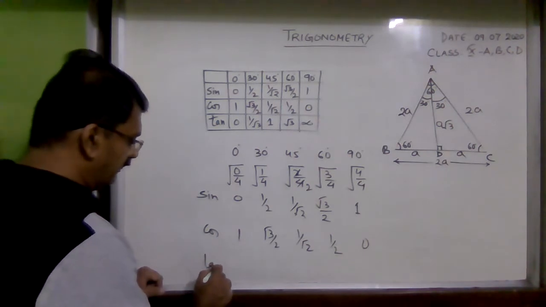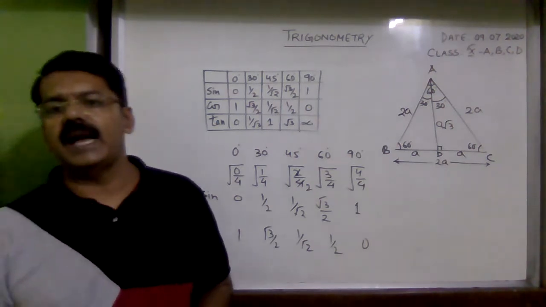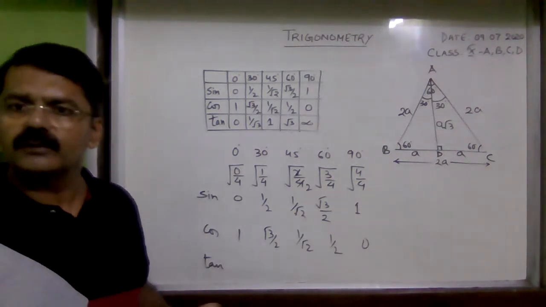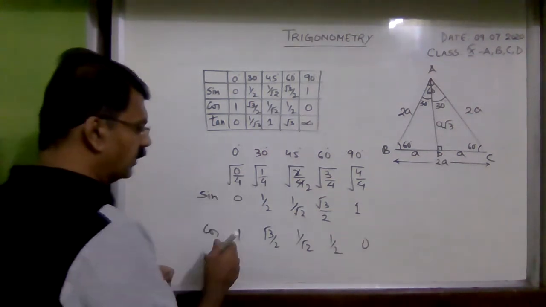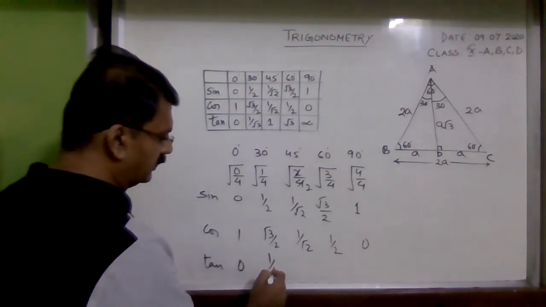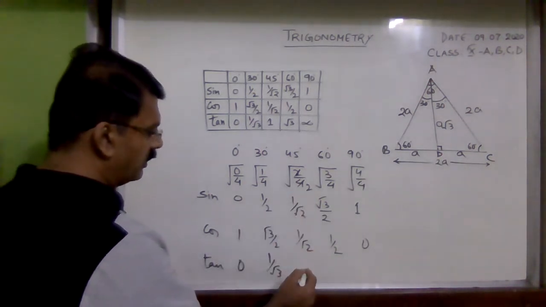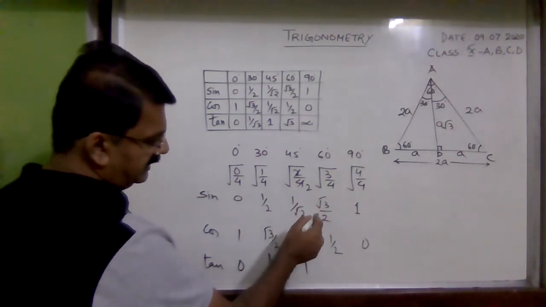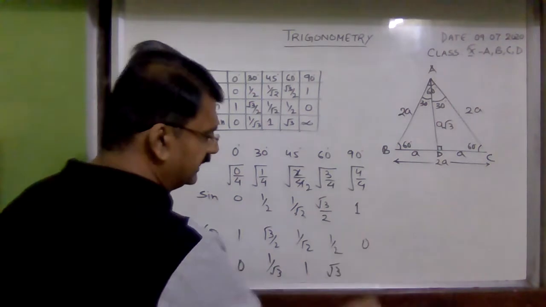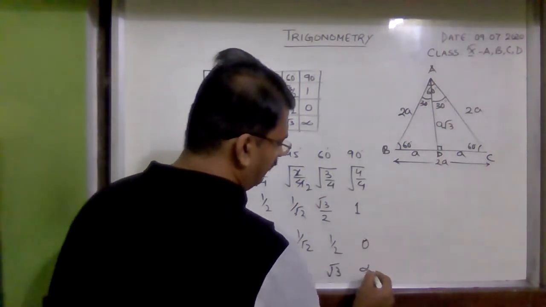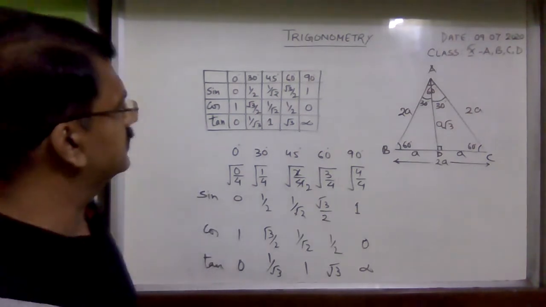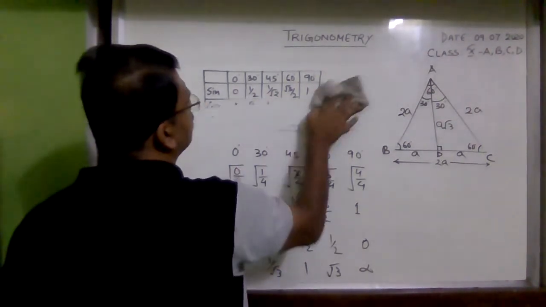And in the previous class I told you that tan theta is sin theta upon cos theta. Means if I divide sin upon cos, I will get tan. 0 upon 1, 0 upon anything is 0. This upon this, 2 gets cancelled, 1 by root 3. 1 by root 2 upon 1 by root 2 will be 1. When this root 3 by 2 is divided by 1 by 2, 2 gets cancelled, it is root 3. And anything upon 0 is infinite or undefined. That is the last. Clear? So you must remember all these values.